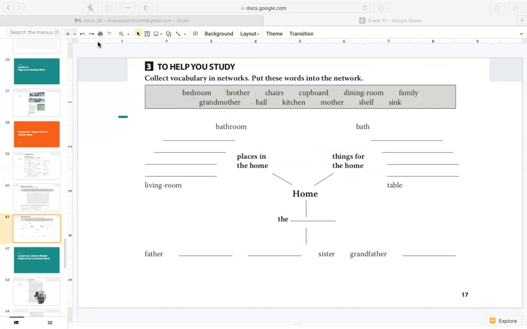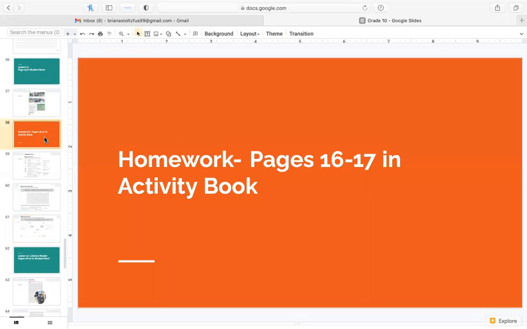Good luck in completing your homework. Again, those are pages 16 and 17 in your activity book.